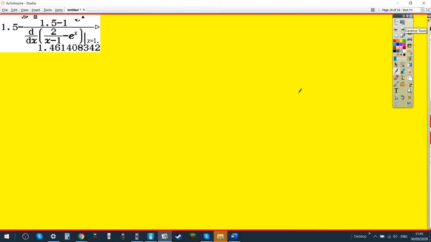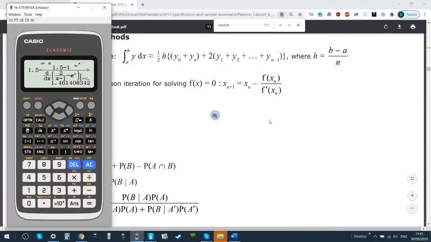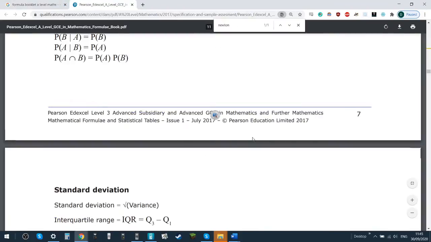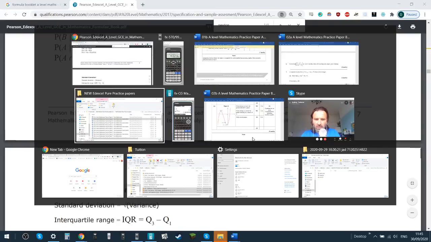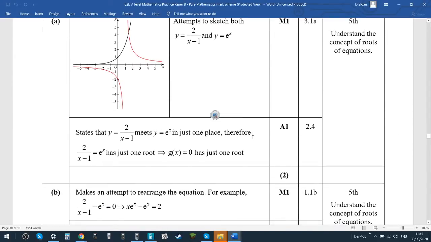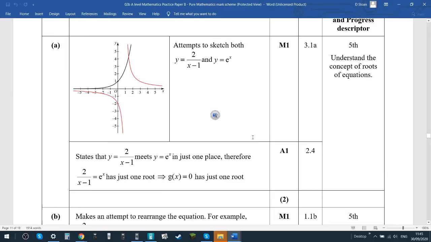Who knows if the mark scheme wants you to show that and all that stuff. This looks like mark scheme. So then you sketch it. They did it a different way to sketch. Okay.